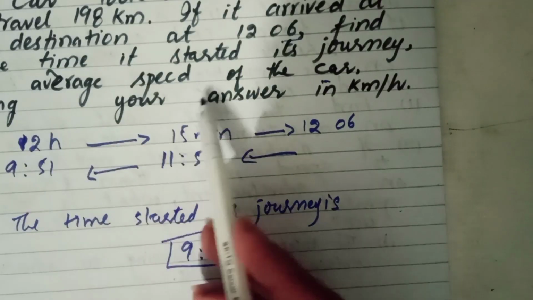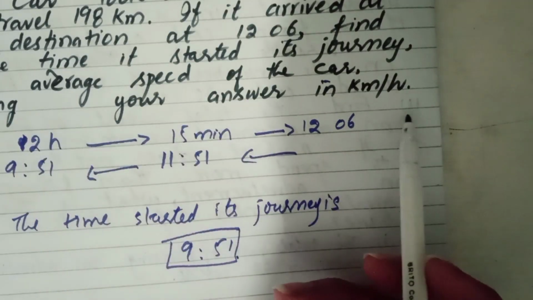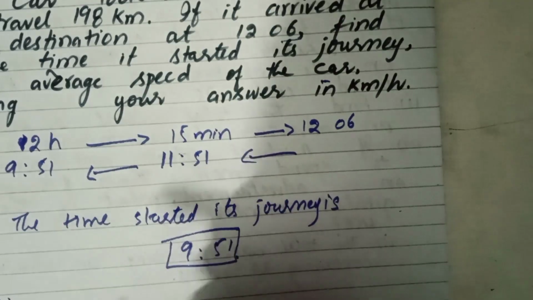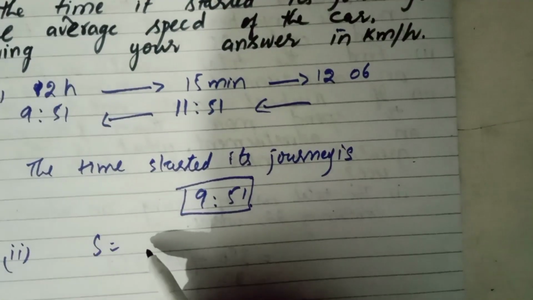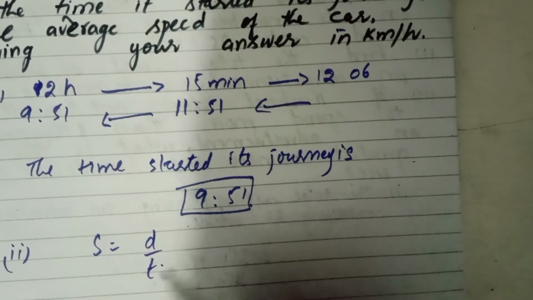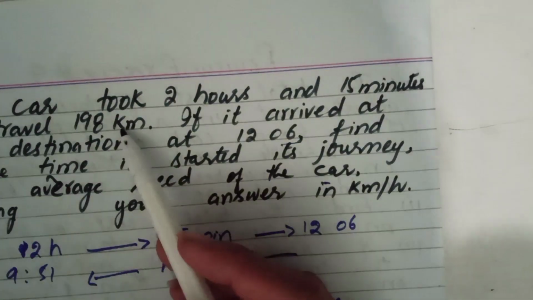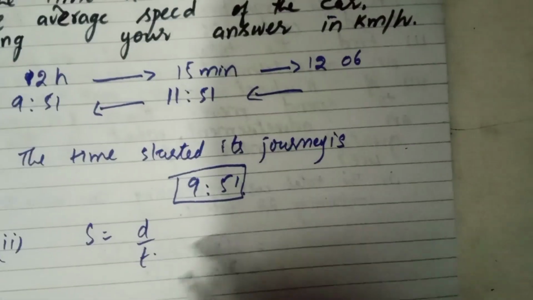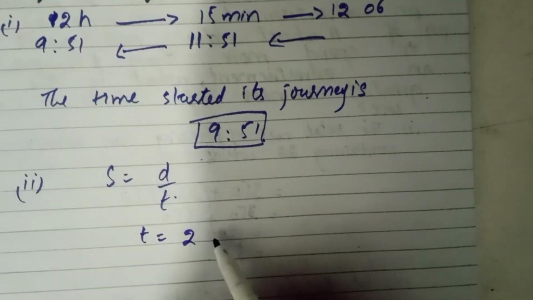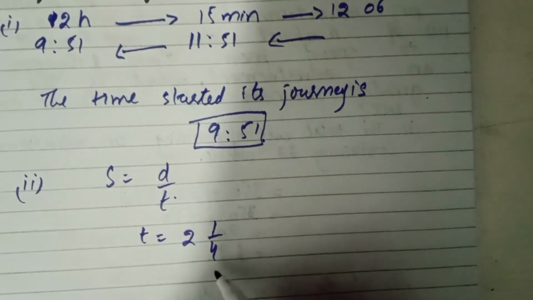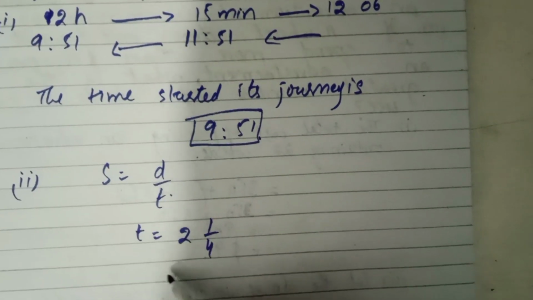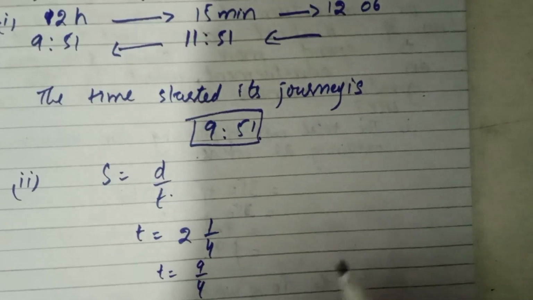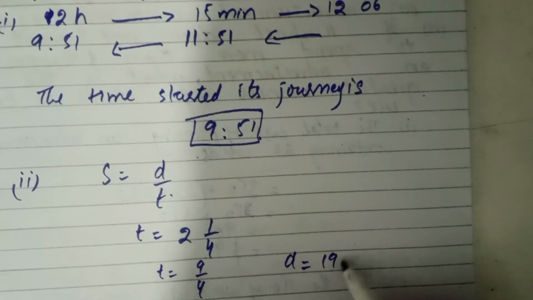Now students, part number 2, the average speed of the car, giving your answer in kilometers per hour. Find the average speed. The speed formula is distance over time. Distance is given to us as 198 and time is 2 hours and 15 minutes, which we write as a quarter, so time is equal to 9 by 4.